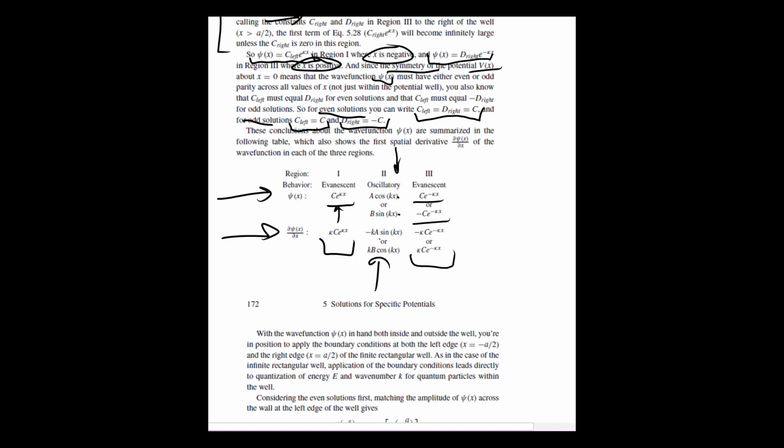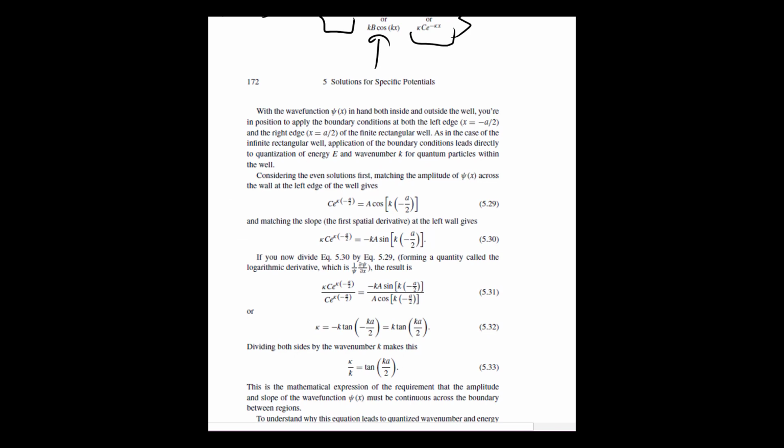Why did I write those? Because both the wave function and its slope must be continuous across the boundaries. So now we're ready to apply that. We can apply it at x equals minus a over 2 and at the right edge at x equals a over 2. Let's just match the wave function at minus a over 2. I've plugged in minus a over 2 for x here and set those equal to each other. Now we take the slope at the left wall and again plug in x equals minus a over 2 in each case. And here's the trick.